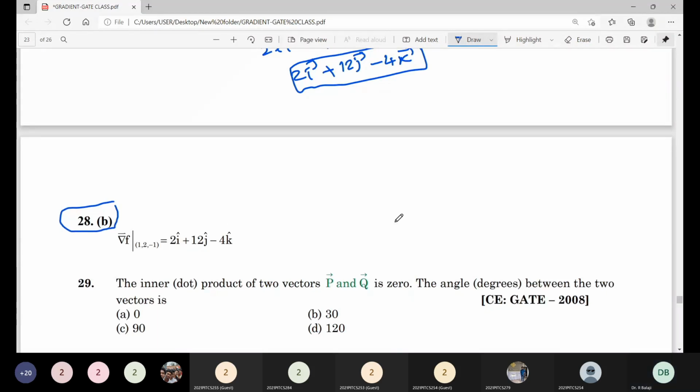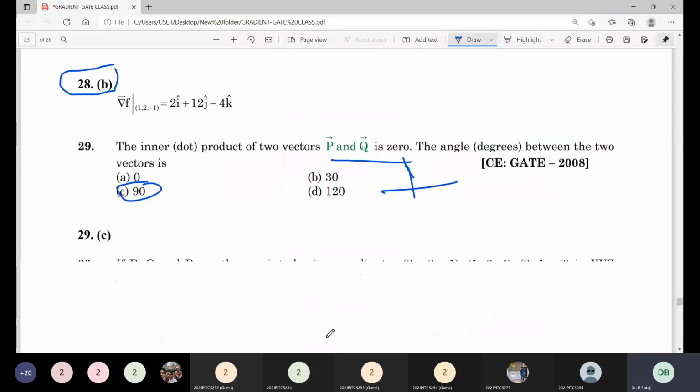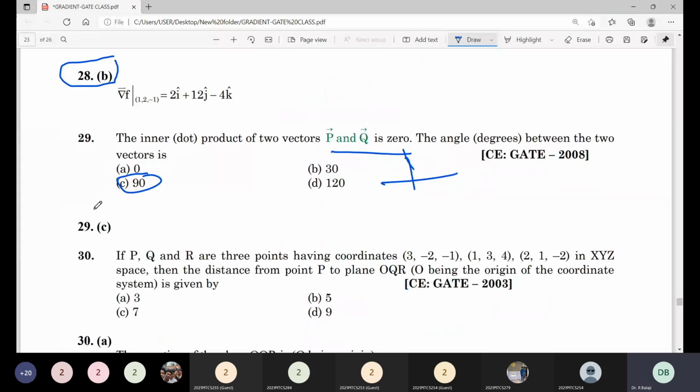Right. So the inner dot product of two vectors P and Q is 0. Then the angle between the two vectors is 90 degrees. The inner dot product of two vectors being 0 means the angle between the two vectors is 90 degrees. Let me check. Yes, C is the correct answer.